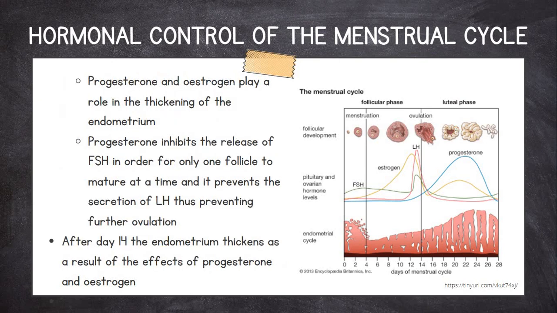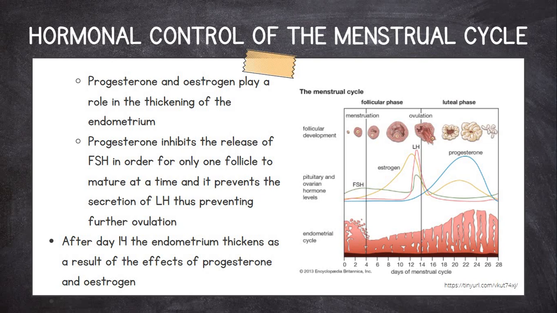Progesterone and estrogen play a role in thickening the endometrium. So again, here you can see that the endometrium is thickened, and progesterone inhibits the release of FSH in order for only one follicle to mature at a time, and it prevents the secretion of LH, thus preventing further ovulation. So here you can see that FSH is decreased, so no more follicles will mature, and LH is also decreased, thus no further ovulation will take place.